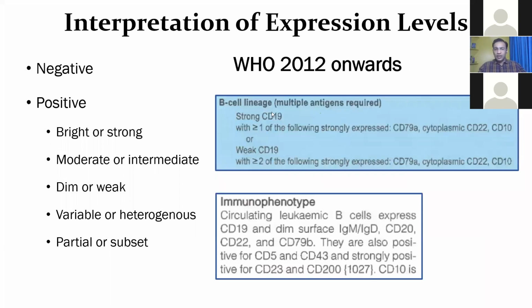This is the table I'm taking from WHO. You can see they either mention the word strong or the word dim. You can see dim IgM, you can see weak CD20, or you can see strong CD23, because these are important words and they define the disease. That's why it is very important to use the expression level instead of using just percentage.